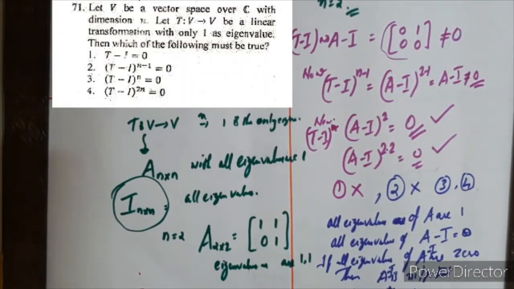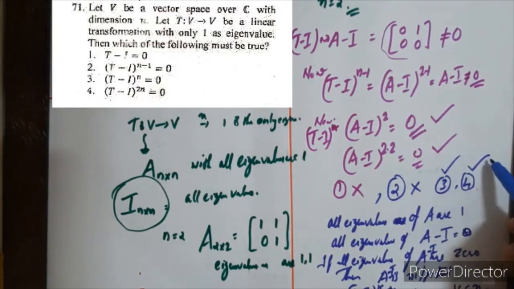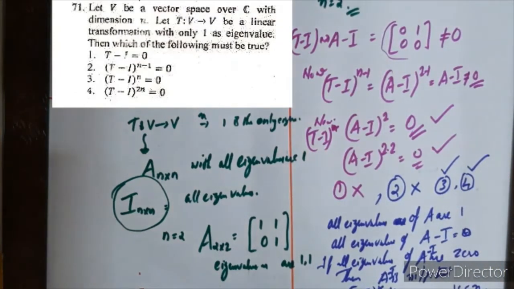That means (A minus I) raised to some k is equal to 0 for k less than or equal to n. So here we will get (T minus I) raised to k equal to 0. Therefore option 3 and option 4 are the correct answers.